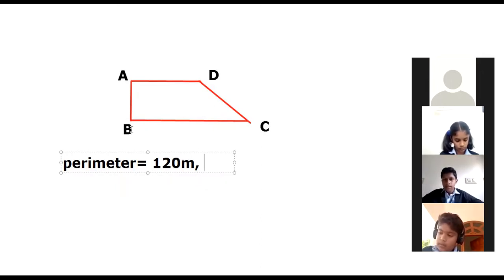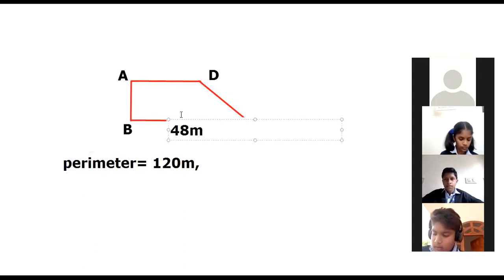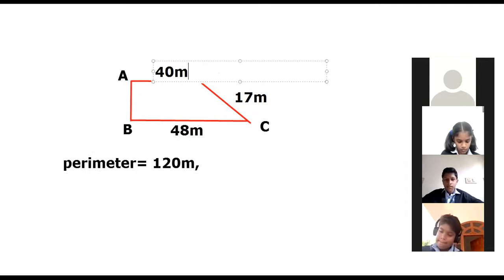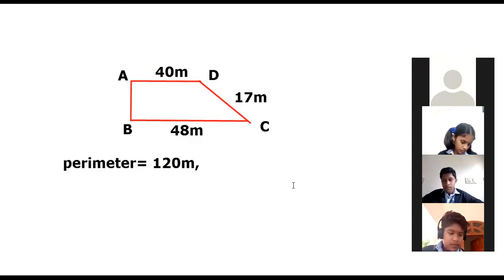BC is this side. BC is given there. That is 48 meter. CD, the other side, is 17 meter. AD is 40 meter. Do you know the value of AB? It's not given in the question, but we can find it, right?